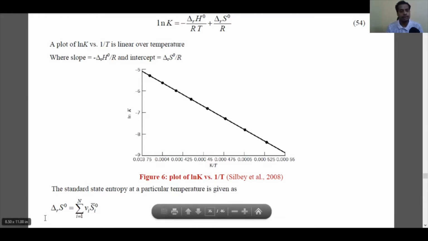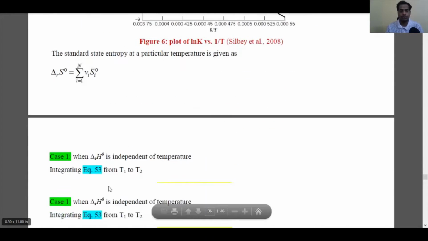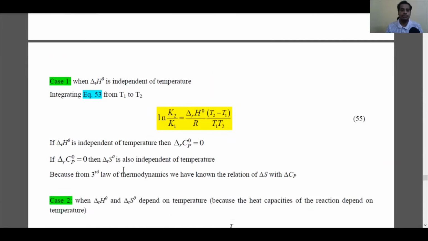Now the reaction entropy at standard state is represented as the sum of the stoichiometric coefficients of the reactants and products times their molar entropy at the standard state. What it means is the molar entropies of products minus the molar entropies of reactants, both reactants and products multiplied with their respective stoichiometric numbers. With this we'll discuss some special cases.